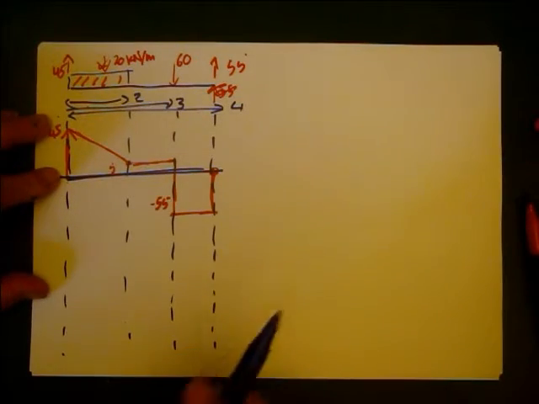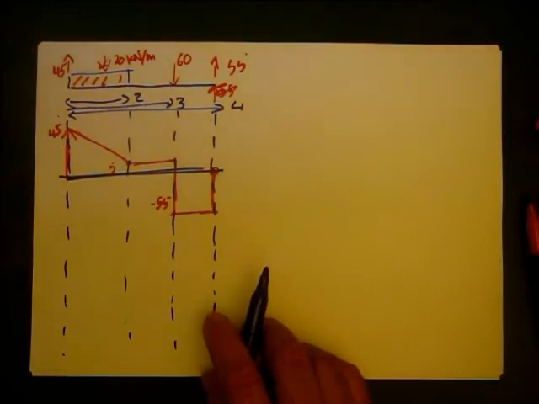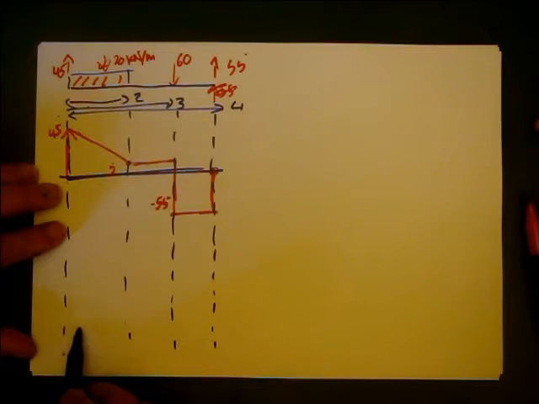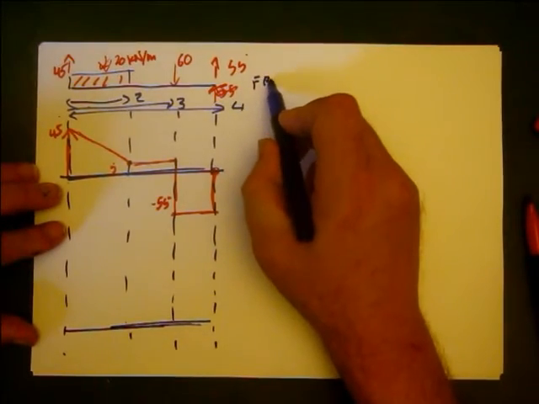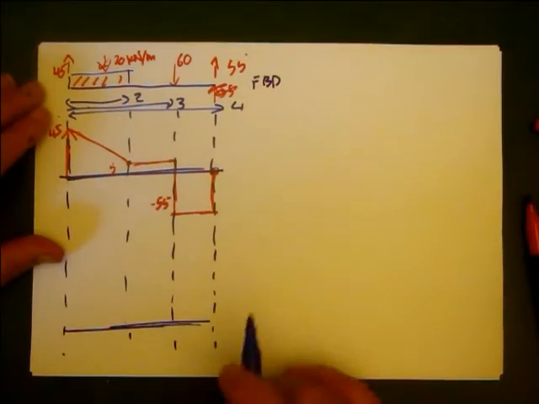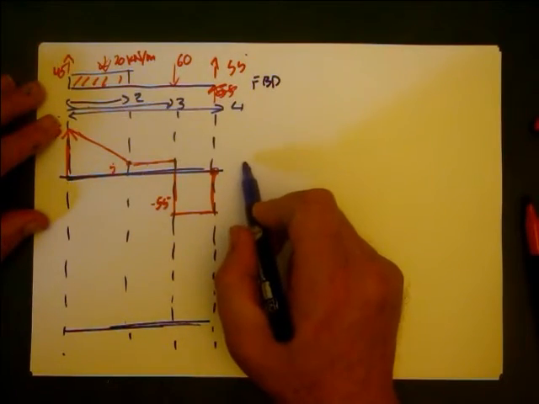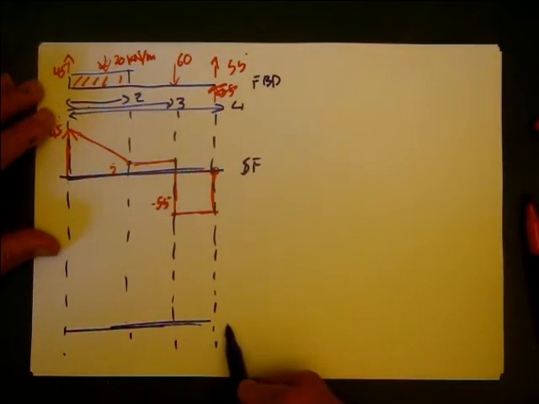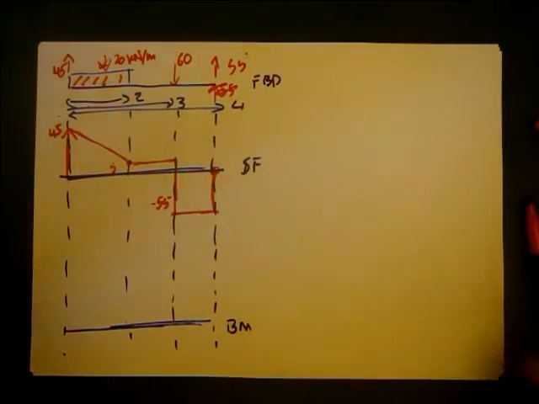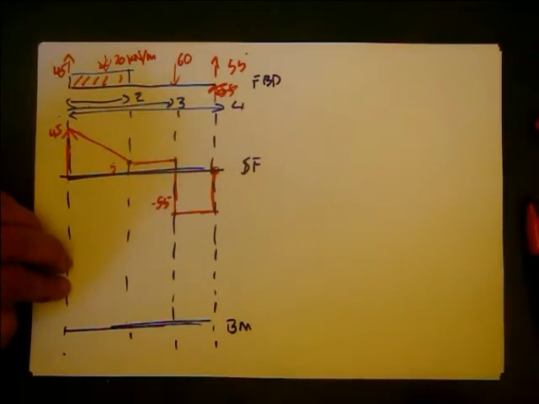Now we're going to come to the bending moment diagram. So this is the free body diagram. This is just the beam with all the forces acting on it. This is the shear force diagram. And this is the bending moment diagram. This lets us work out what our maximum bending force is.